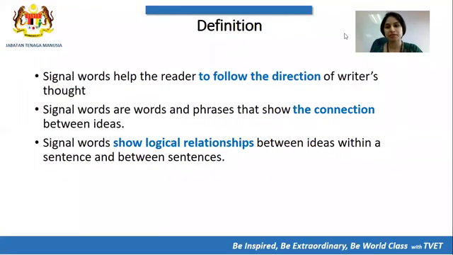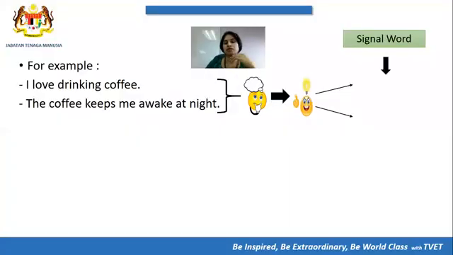So today we're going to learn about signal words. First we look into the definition. Signal words help the reader to follow the direction of the writer's thought, to see the connection between the ideas, and also show logical relationships between ideas within a sentence and between sentences. For example, I've given you two different sentences: I love drinking coffee, and the coffee keeps me awake at night.